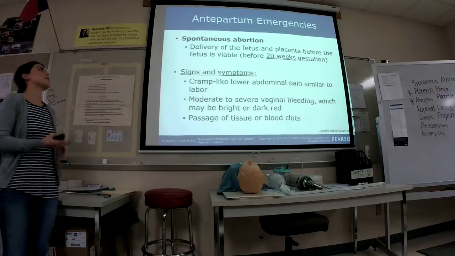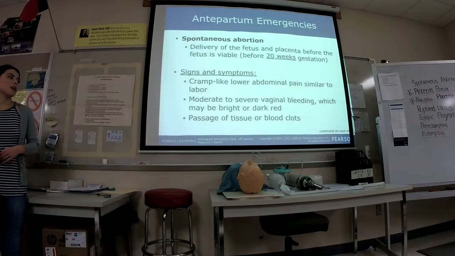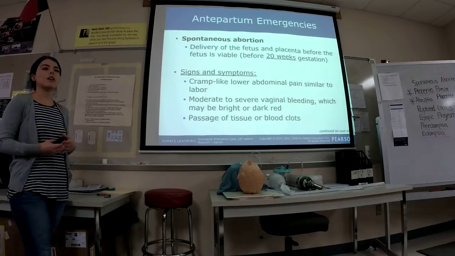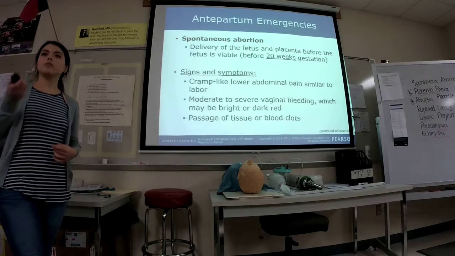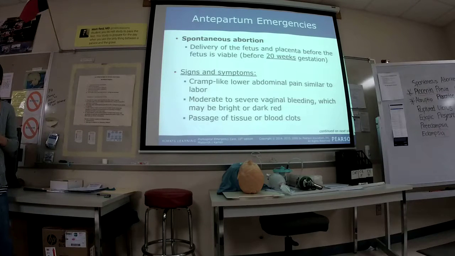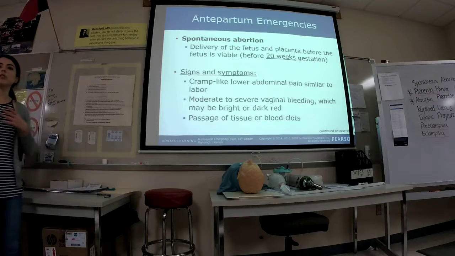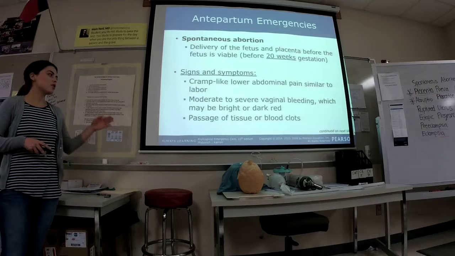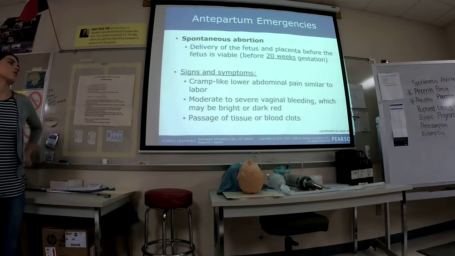The signs and symptoms that you're going to see with a spontaneous abortion are cramp-like lower abdominal pain and vaginal bleeding that could be bright or dark. What does it mean if they're having a bright red discharge? Dark versus bright blood: bright would be arterial, dark would be venous. It could also be new and then older blood, depending on the position of where it is. Also passage of tissue or blood clots. You're going to see all of this with a woman experiencing a spontaneous abortion.